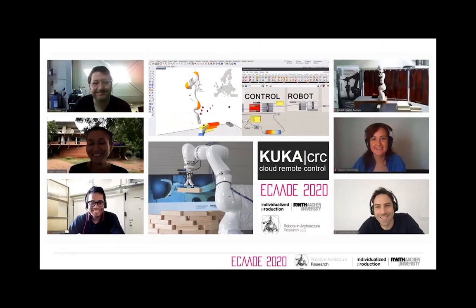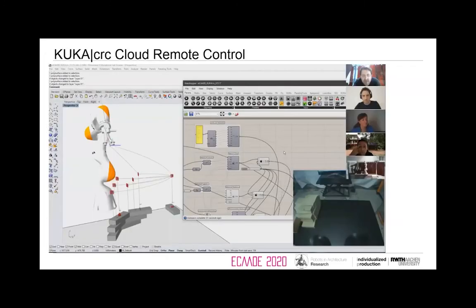But a lot of our work focuses on digital fabrication, and so we're really interested in, even in these times of social distancing, how do we enable really close collaboration? So we started to come up with a new process for allowing students to remotely access our robots and to control them through the cloud. So in this workshop, we had the second test of what we're calling KUKA CRC, which is KUKA Cloud Remote Control. So we had 4 to 5 participants that were able to learn about how to program a robot.